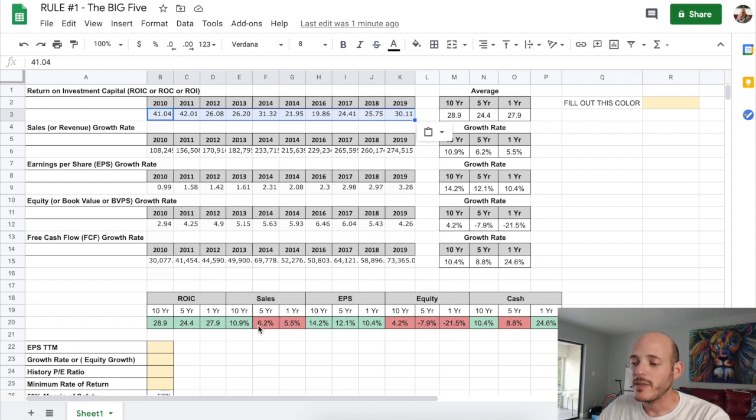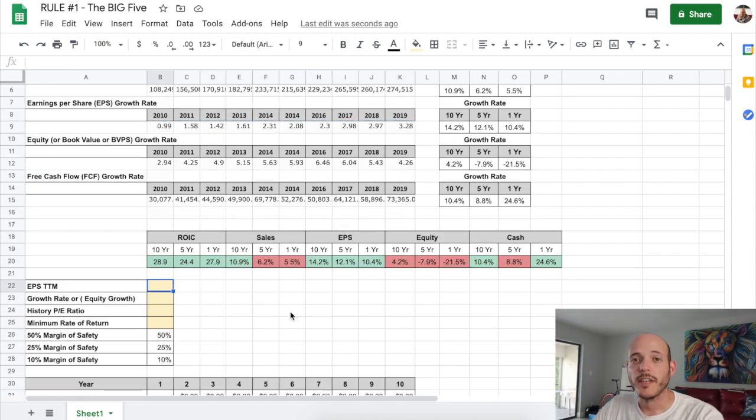And the sales has been on the downturn. But ROIC, the return on investment, has been outstanding, 28% average for the 10 years, and the last year has a 27.9% average. So that's very positive. But overall, this right now would not fall in Phil Town's criteria for Rule Number 1 investing.